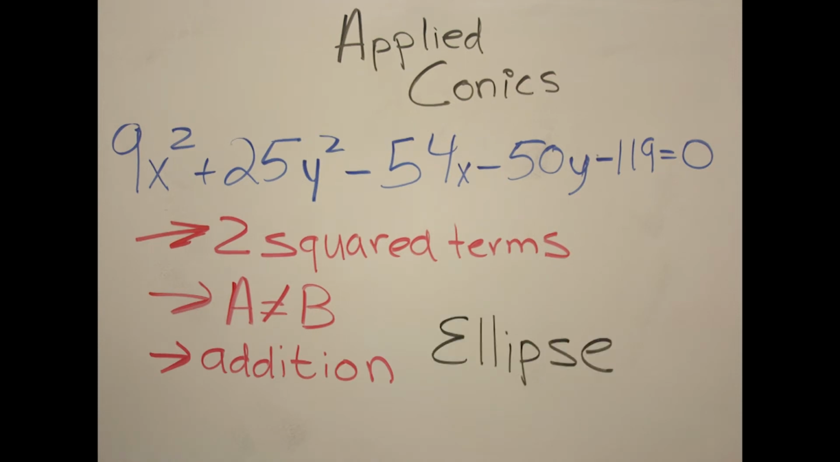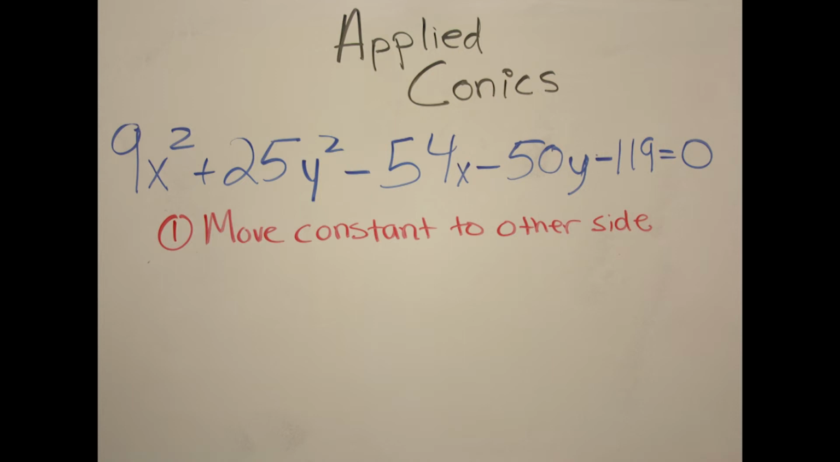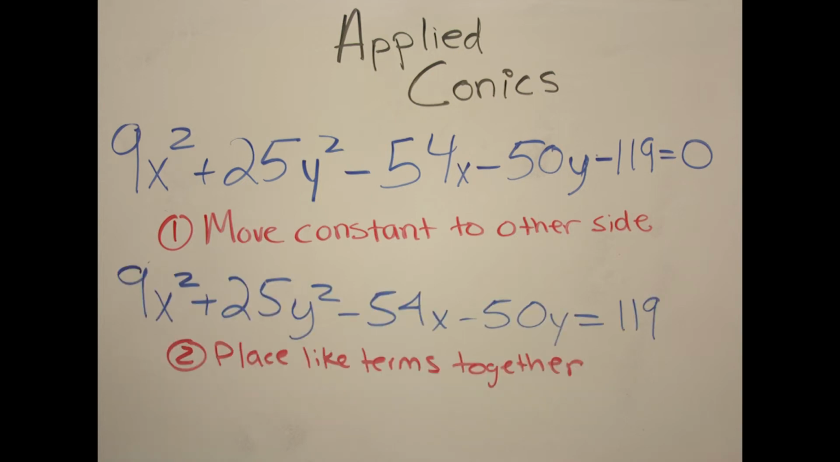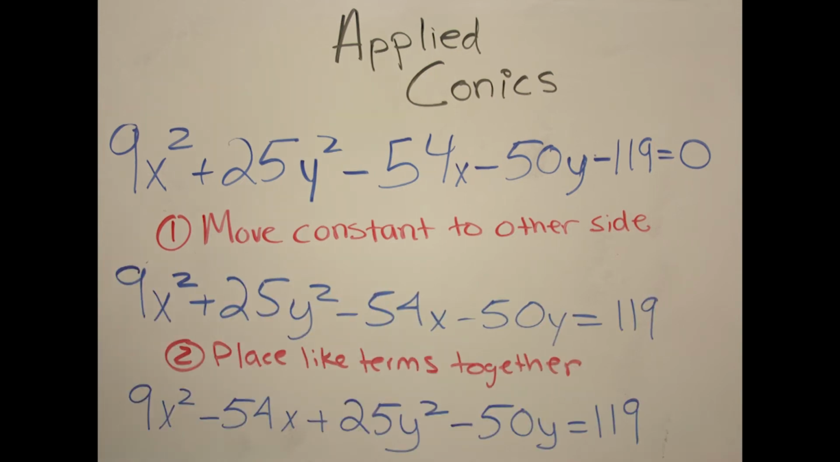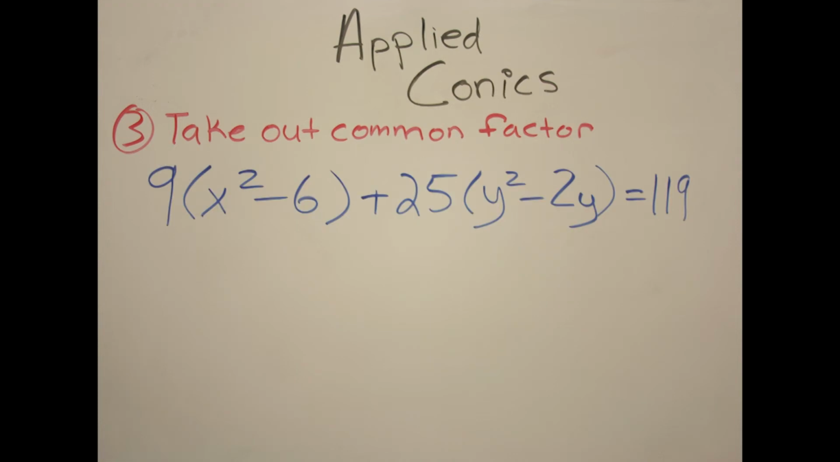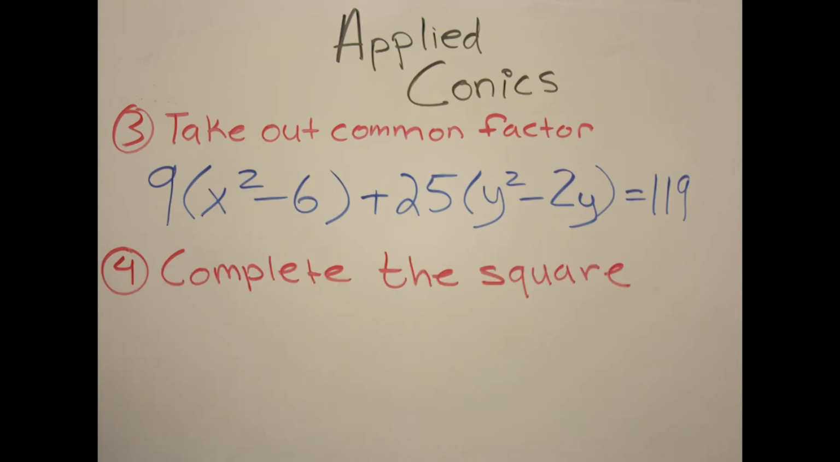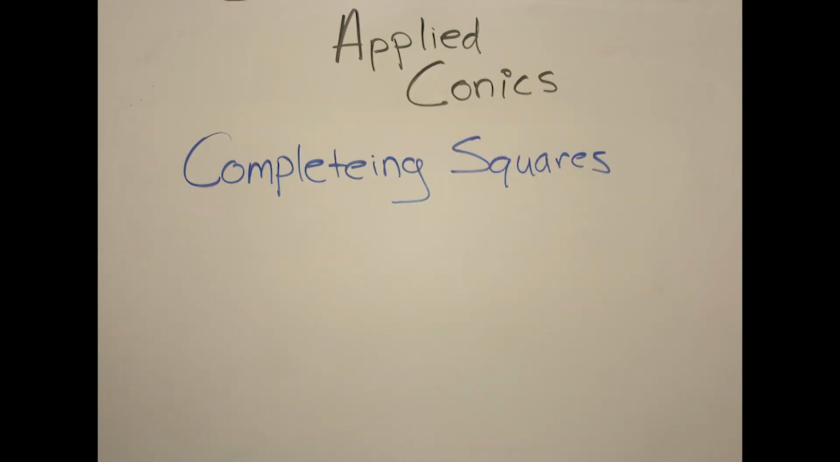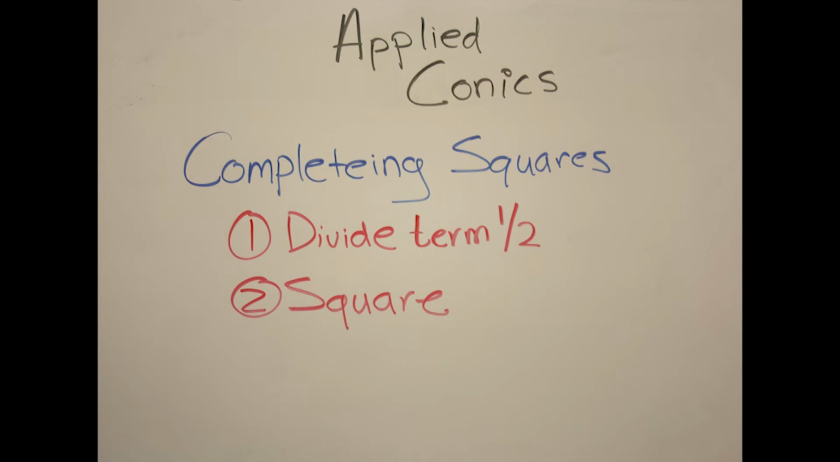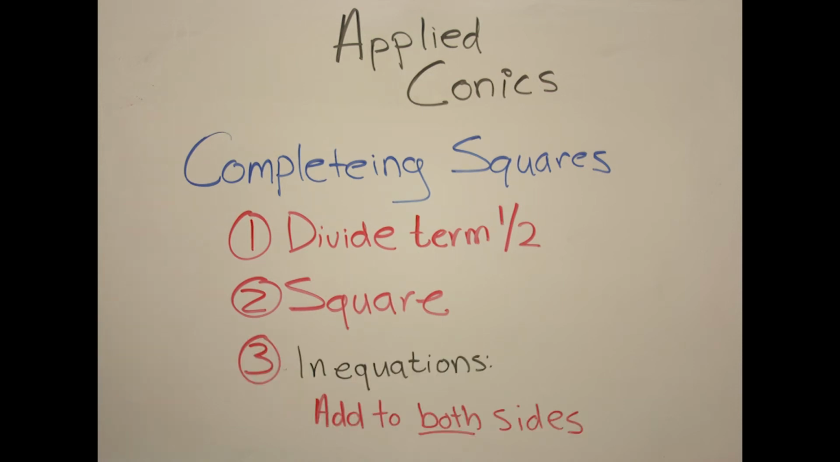This is an ellipse. Now that you know that this is an ellipse, it'll be easier to solve for its standard form. Start by moving the constant over to the other side. Next, place like terms together. Take out the common factors and complete the square. Recall that completing the square means that you take the non-squared value, divide it by a half, and then square it. And remember when you're solving equations to add terms to both sides.